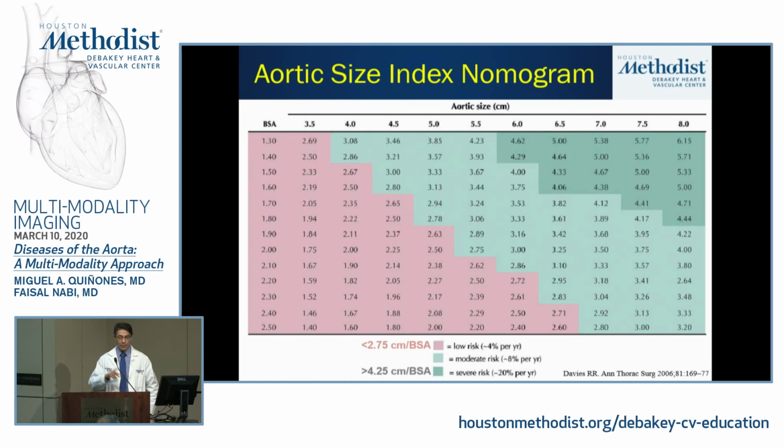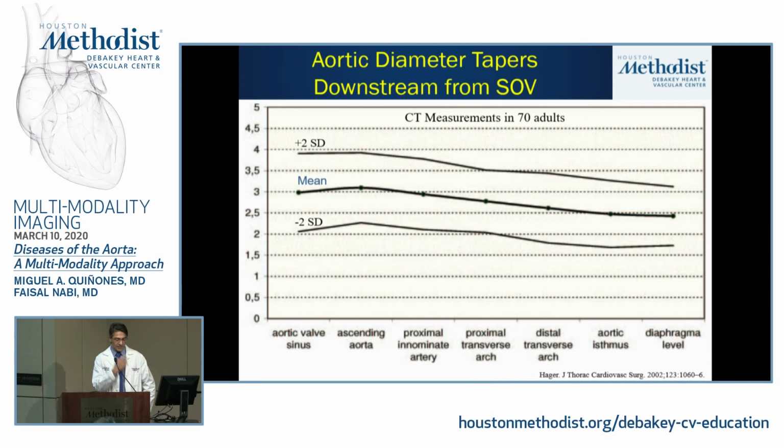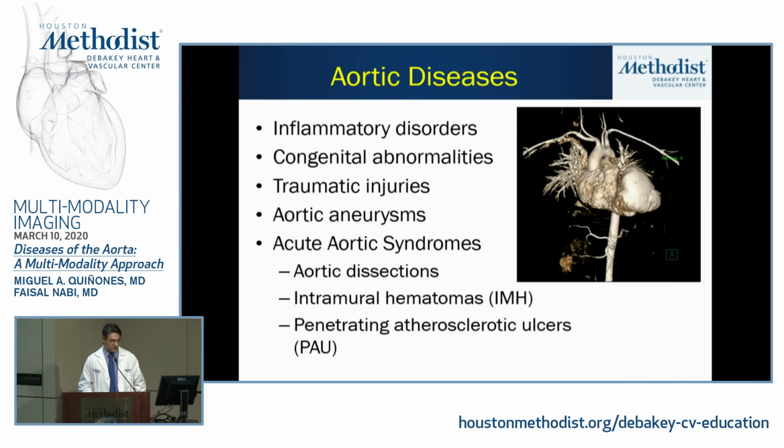So that's one thing. I will show you some new techniques that people are using. They're indexing area to height, and that shows somewhat more interesting correlations. But this doesn't necessarily correlate with prognosis either. It gives you an idea. This is a graph I just showed you, that your largest measurements should be at the root or the ascending aorta, and then the aorta gradually tapers down from there. I will come back to that issue of sizes when I get to another portion of my talk.